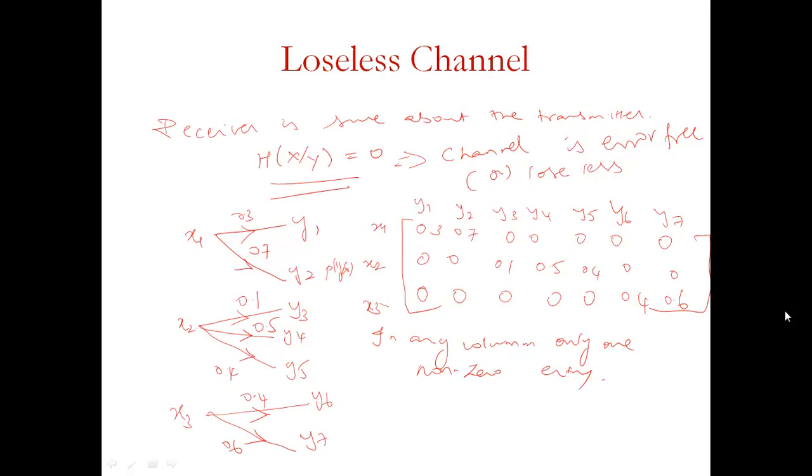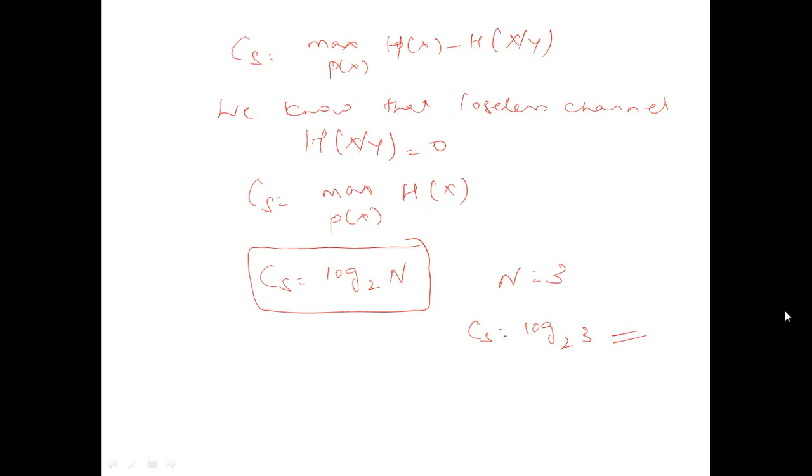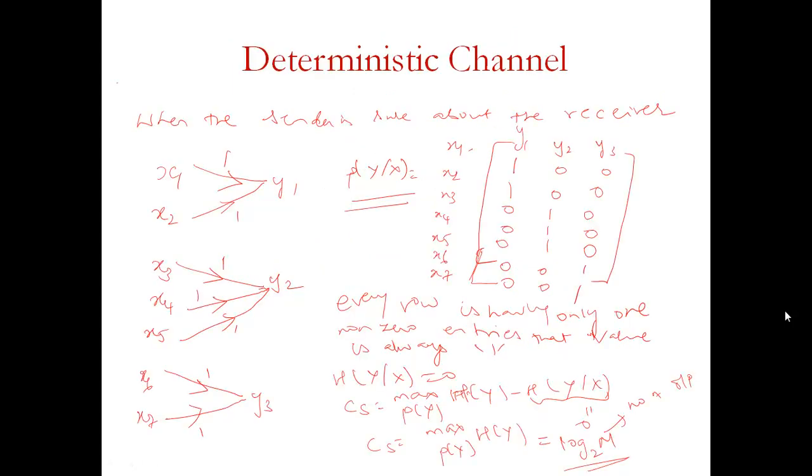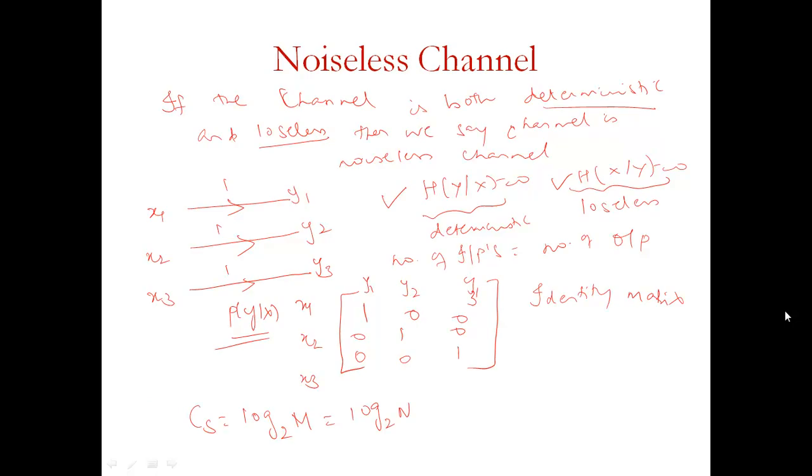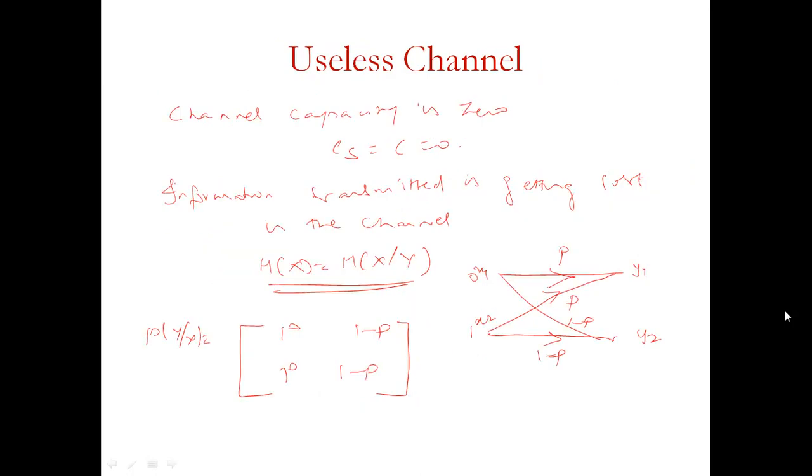For lossless channel, you have to just find out how many inputs you are having, and you can directly say log base 2 of the number of inputs. For a deterministic channel, you have to find out how many outputs, and you can say the channel capacity is log base 2 of the number of outputs. For noiseless channel, you can say CS is nothing but log base 2 of the number of inputs or log base 2 of the number of outputs. For useless channel, you can directly say channel capacity equal to 0. Okay.